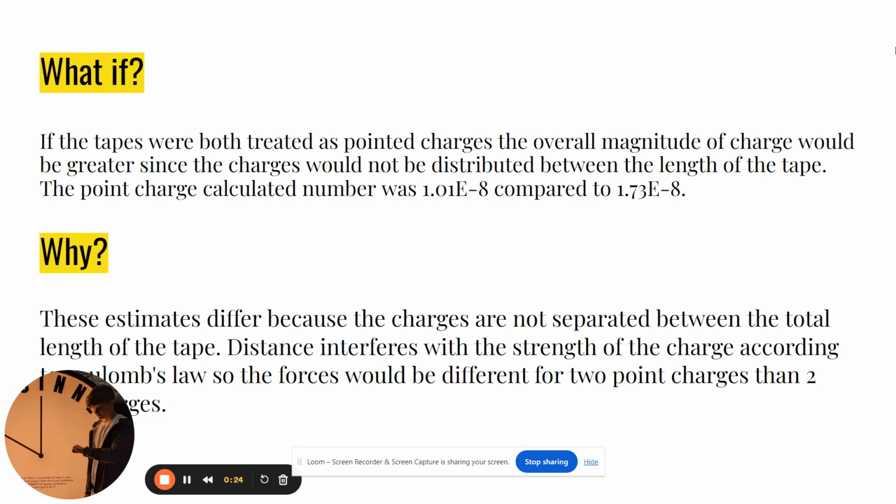Distance interferes with the strength of the charge according to Coulomb's law, so the forces would be different for two point charges than for two line charges, because the line charges have different distances at play, ruling out overall magnitudes in the X direction and ultimately putting in a Y direction, in comparison to two point charges in line.